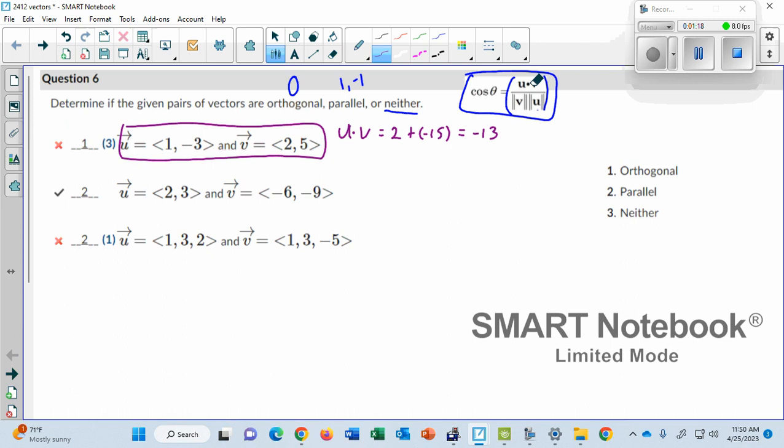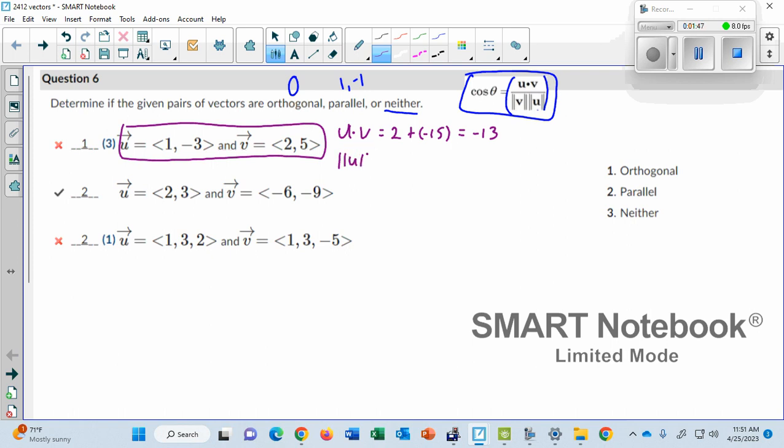So we know what the numerator is. It's not 0, so we automatically know it's not going to be orthogonal. Now we have to figure out the denominator. It's going to have to be positive, but if it's 13, then that ratio would be -1 and it would fall into the parallel category. If it's anything other than that, then we're in the neither category. So I have to figure out the magnitude of u and v, and I'm going to start with u.